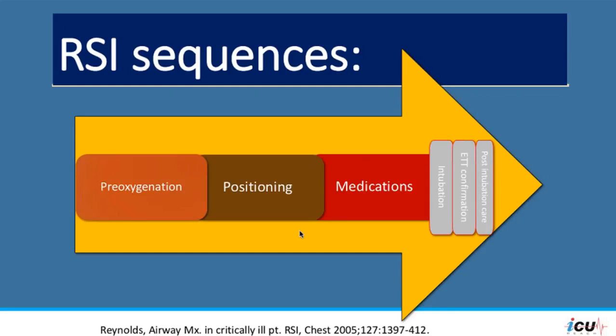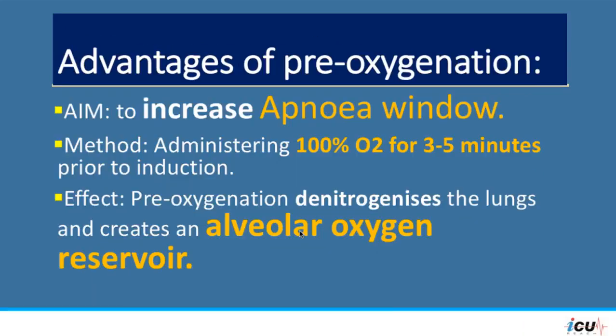We'll start with pre-oxygenation. And the aim of pre-oxygenation is to increase the apnea window. Basically, you want to increase the period after you give your patient the induction agent and you get your patient into apnea. And the method is by administering 100% oxygen for 3 to 5 minutes prior to induction. And you are hoping by giving the 100% oxygen, you denitrogenize the lungs and create an alveolar oxygen reservoir. Remember this, alveolar oxygen reservoir is your savior. The higher the alveolar oxygen reservoir, the longer the period that you can have for intubating your patient before they desaturate.